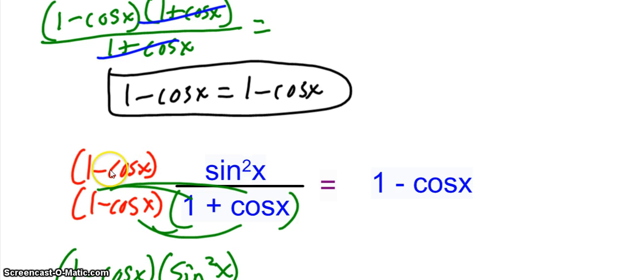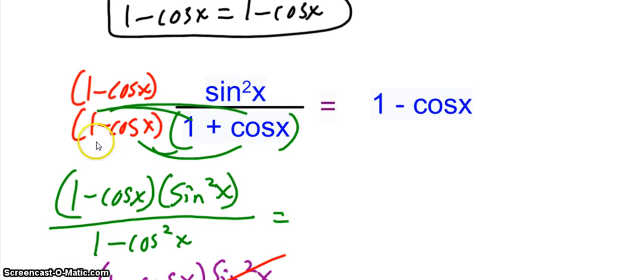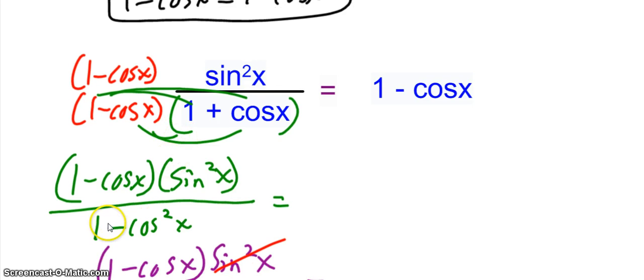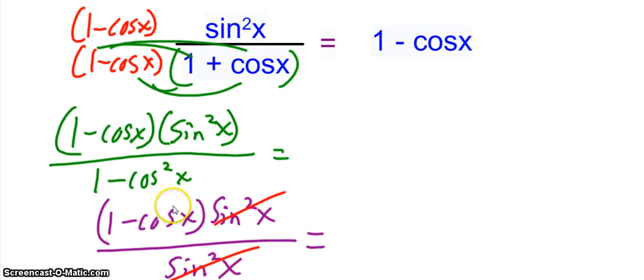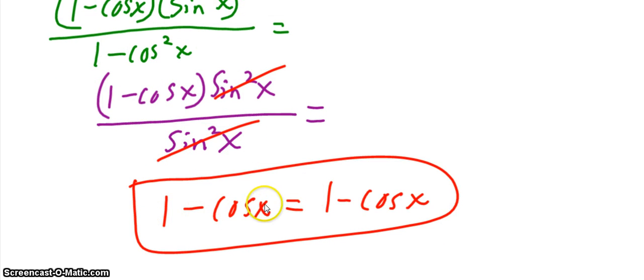Now, because I know that I want this in the numerator by itself, I'm not going to distribute in the numerator, but I'm going to distribute in the denominator to see if I can get things to simplify. So I distribute in the denominator, and this becomes 1 minus cosine squared of x. 1 minus cosine squared of x is sine squared of x. The sine squareds cancel, and I get 1 minus cosine of x equals 1 minus cosine of x.